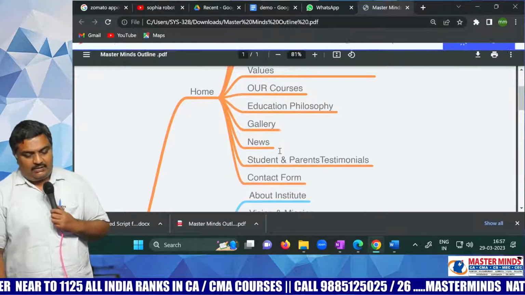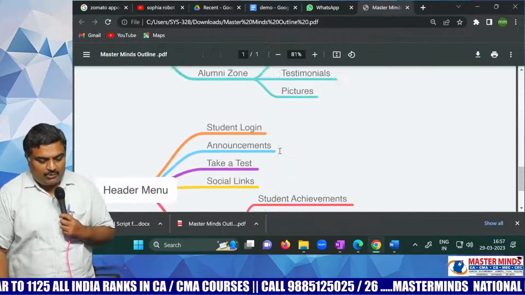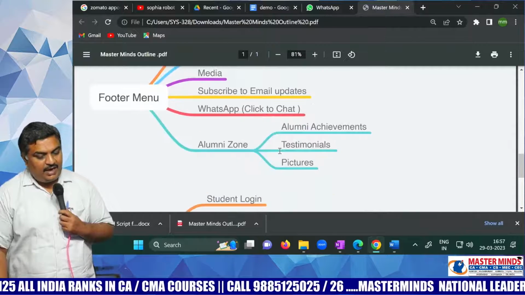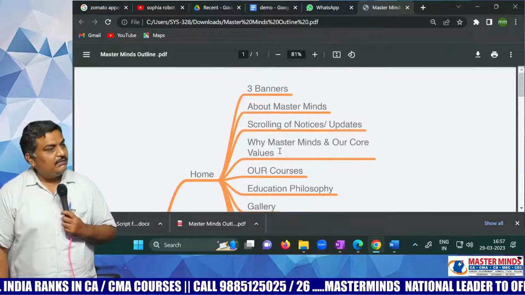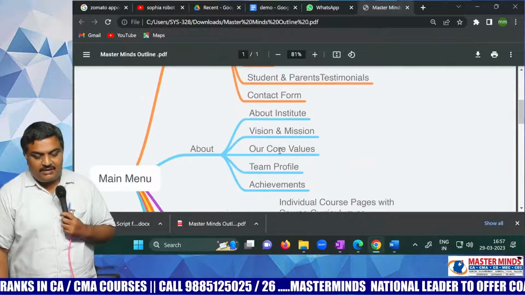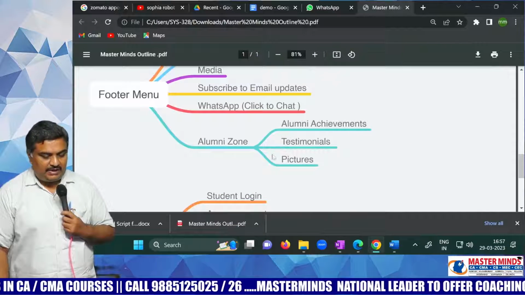For our website, I have drawn this kind of document. I have made this kind of documentation and given it to the web development company. Based on this, they will develop and give things to me.